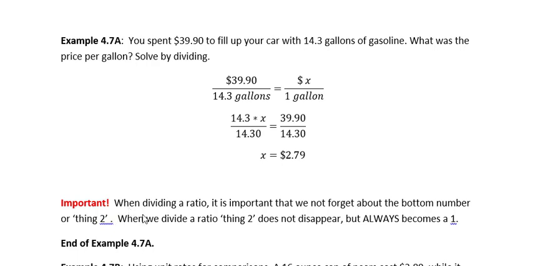Okay, this is really important. Most students forget this. When you're dividing a ratio, like we're doing here, it's important we not forget about the bottom number, or thing 2. A lot of times students will just divide and forget what the answer is. Thing 2 does not disappear, but always becomes 1. It's an important element.